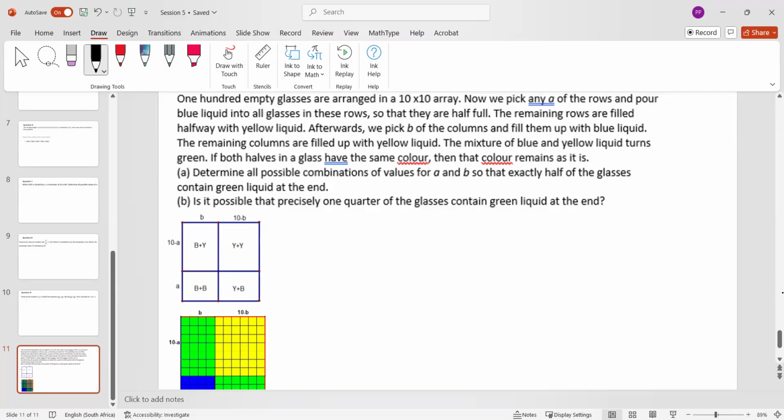Now we pick any A of these rows. I'm not filling in these squares here. I pick any A of these rows, so these are A rows. A could be one row or 2 rows or 3 rows or anything up to 10 rows, but A is not given. Pick any of these A rows and pour blue liquid into those rows. So I've got blue liquid all over here. I've got B here, so all these are B's. You've got blue liquids here.